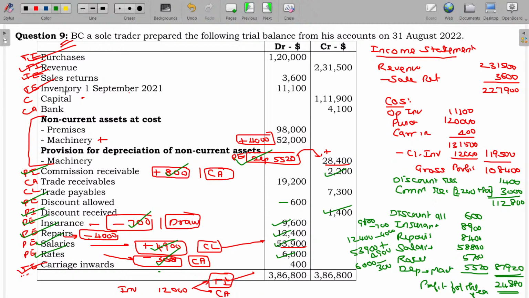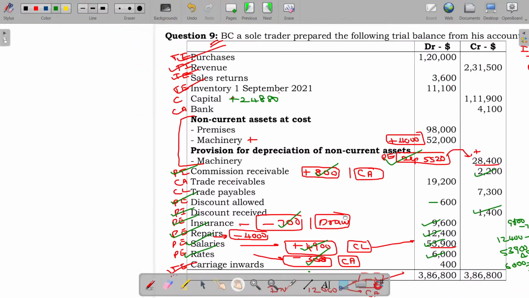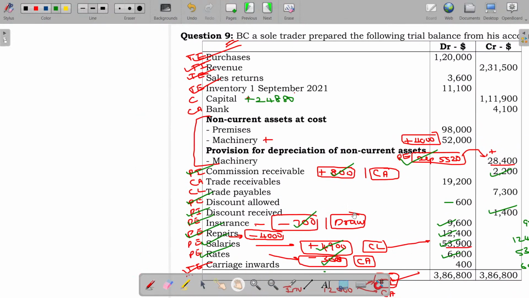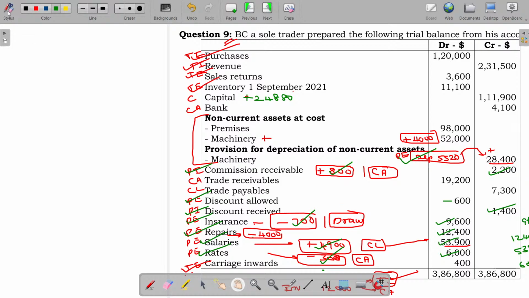This 24,880 will be addable with the capital? No. Yeah. If it is clear, message me so that I will move on to the financial position statement also. Okay, clear. I'll move on to the other side. Yes.